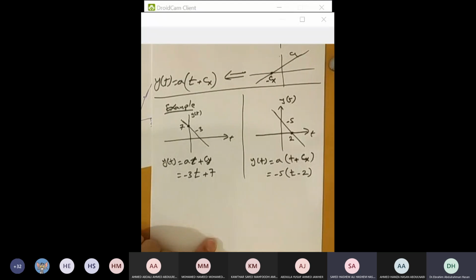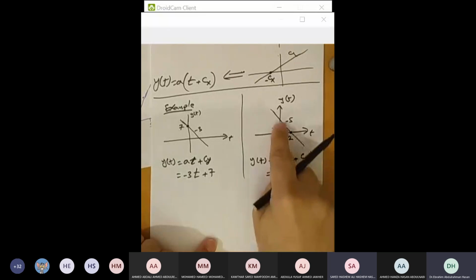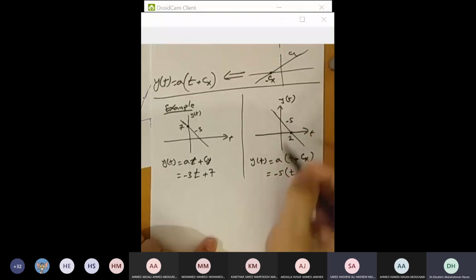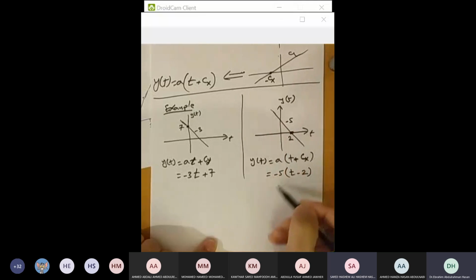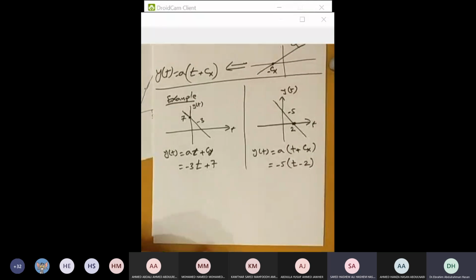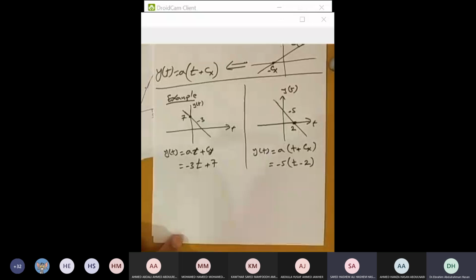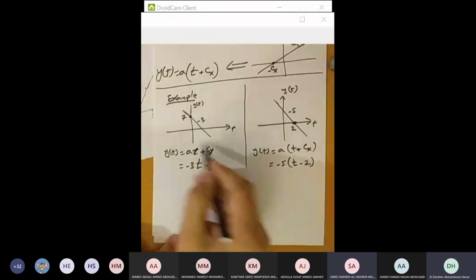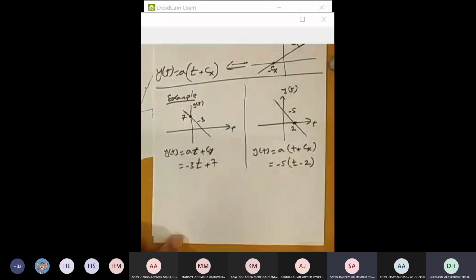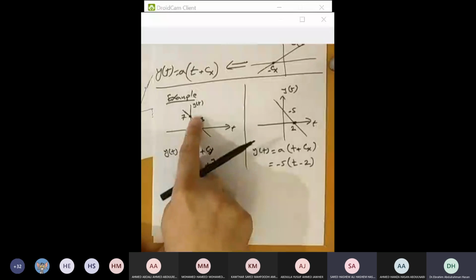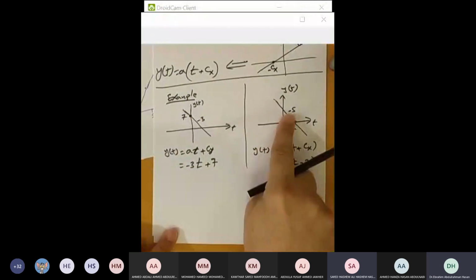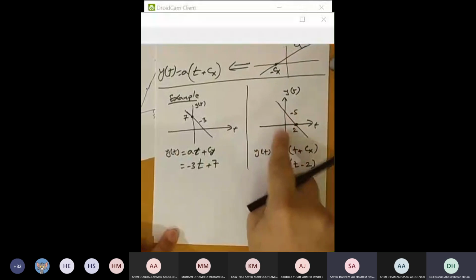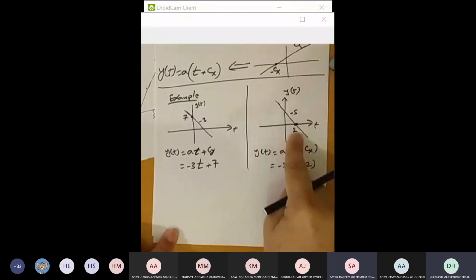At t equal to 0, then you have -5 multiplied by -2, which is equal to 10. And this is actually correct because it is positive. At t equal to 2, then we have 0, which means this is correct. So it's a shortcut: you don't need to write the formula, you can apply it directly. y of t equal to -3t plus 7 here. y of t equal to -5 open bracket t -2, and that's it.